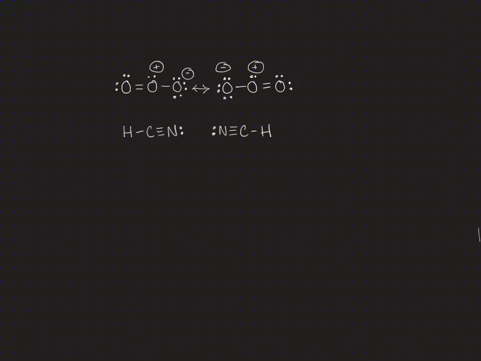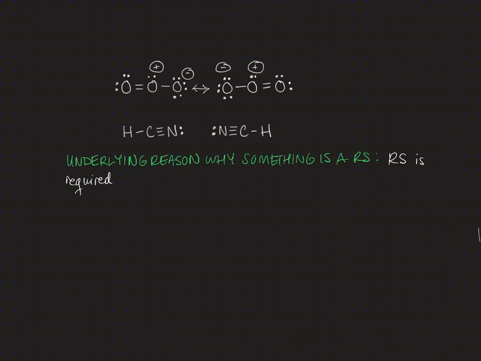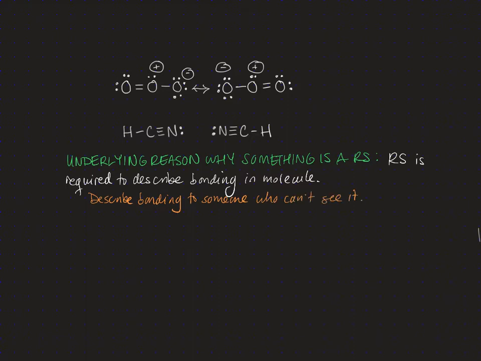There's also what I call the underlying reason, which is actually more important. So the underlying reason why we call something a resonance structure is as follows. The resonance structure, or the resonance structures, in this case the second resonance structure, is required to describe bonding in the molecule. And so to see this, what I recommend you do is describe the bonding to someone who can't see it. And in doing this description, you really can't use things like left and right because molecules move in space. So molecules don't care what your left and your right is.